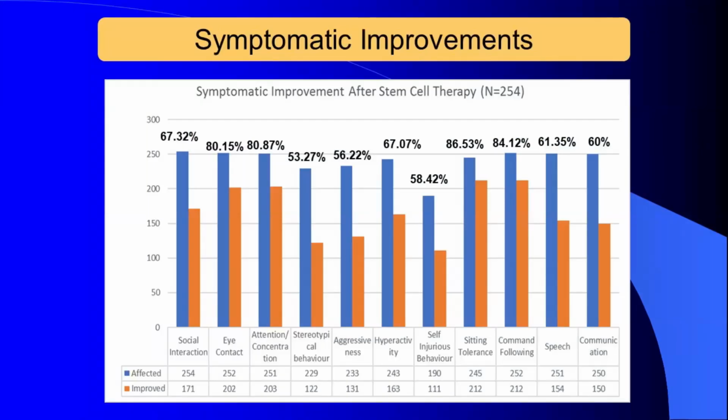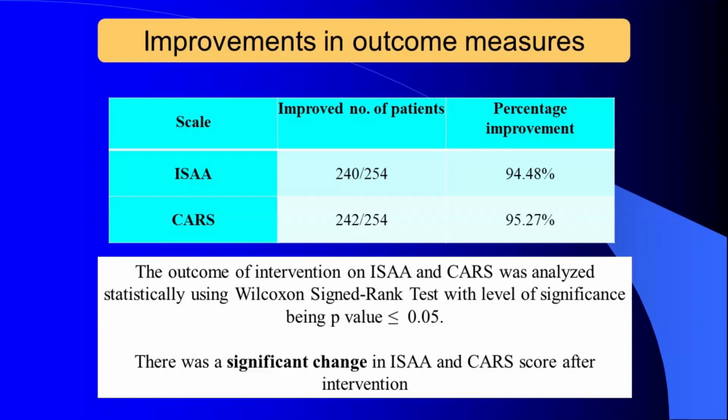You can see the improvement in the various symptoms and almost all the symptoms, whether it is social interaction, eye contact, attention, stereotypical behavior, aggressiveness, hyperactivity, self-injurious behavior, sitting tolerance, command following, speech, communication, all these. You can see above is the percentage of improvement. And we have scales called ISAA and CARS, and you can see that there was a significant improvement, 94% and 95% in these scales.